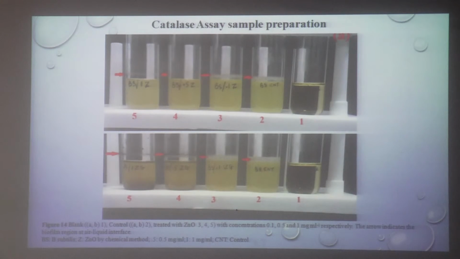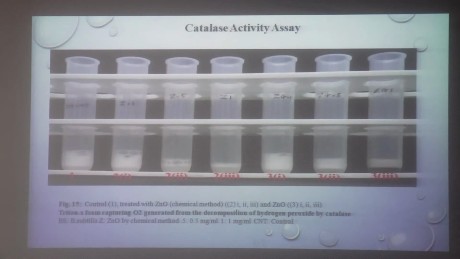Some oxidative stress it may be inducing in the bacterial cell, due to which the cells are not normal. So, in order to evaluate the oxidative stress, we used the catalase assay. The control one, this is before incubation. And then at the end we can see what catalase does: when we add hydrogen peroxide, it releases oxygen, and this oxygen was made to bind with Triton X-100.